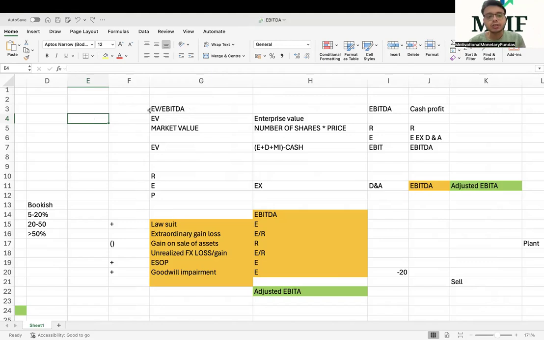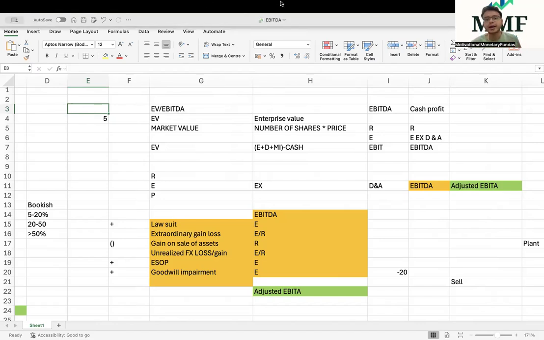Okay. So this EV to EBITDA, for example, if this multiple comes out to be 5, right? So it basically tells you that for a dollar or 1 rupee worth of EBITDA for a firm, the company has a value of 5 rupees. If my company is able to generate a dollar worth of cash profit, a dollar worth of EBITDA, the value of my company is 5. I'm willing to pay 5 times to buy that company, right?